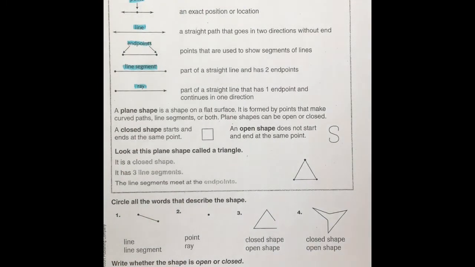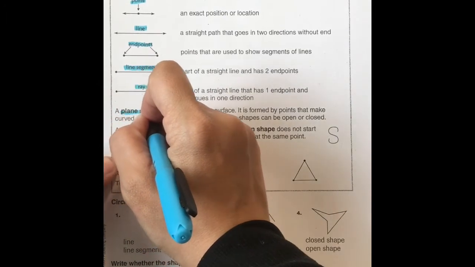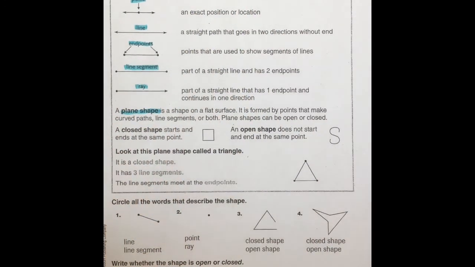Now, we have more vocabulary words. A plane shape is a shape on a flat surface. It is formed by points that make curved paths, line segments, or both. Plane shapes can be open or closed. It's pretty simple when it comes to open and closed.